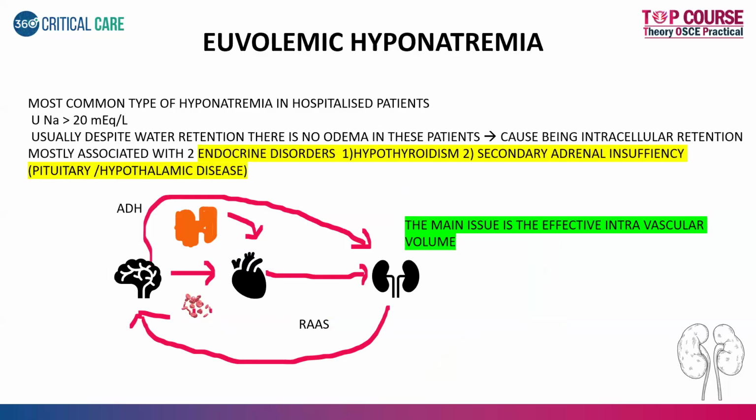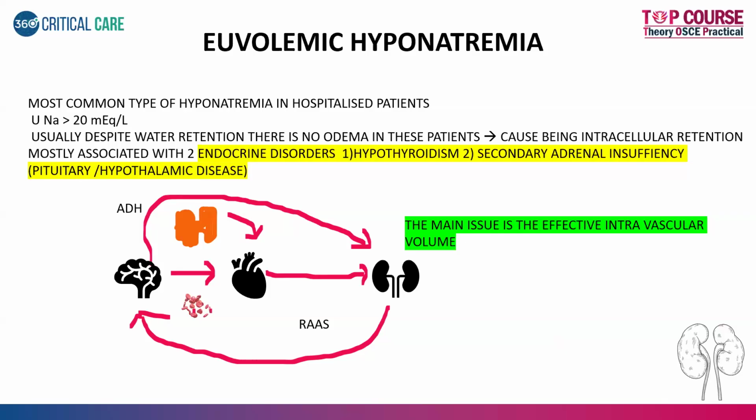So coming to euvolemic hyponatremia, the most common type of hyponatremia in the hospital is euvolemia. That is euvolemic hyponatremia. Whenever there is a urinary sodium more than 20 milliequivalents per deciliter, you should think about that. Most of the cases will have this. The problem is usually with the kidneys in euvolemic hyponatremia.